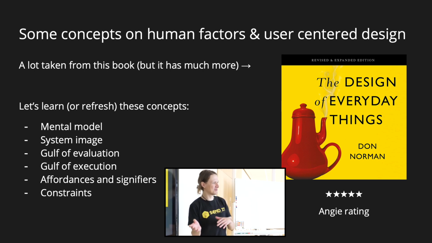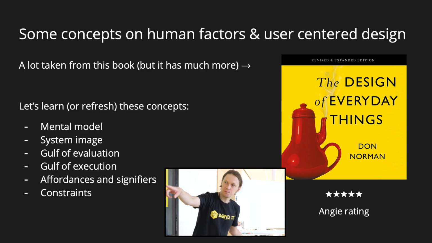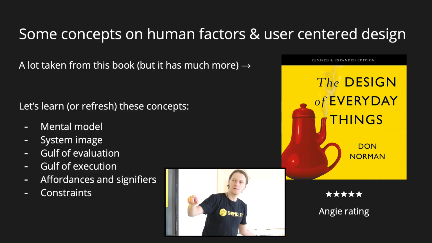So now we get into the books, and each book I present in the class will have this Angie rating under it. I actually read it, and it's an amazing book, even though it's quite old, but I give it 5 stars. So what are the concepts from the book that we learn? I list them here: mental model, system image, gulf of evaluation, gulf of execution, affordances and signifiers, constraints. Anything familiar from there? No? Okay, good. So we learn about these concepts, or if you know them already, then we refresh them.